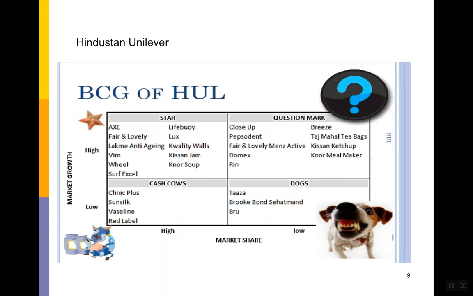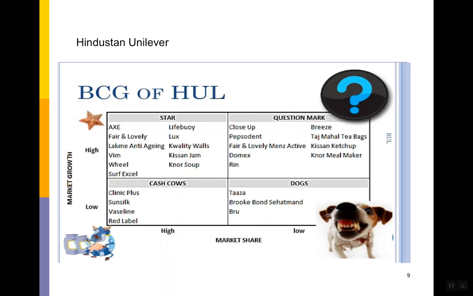Question mark: Close Up, Pepsodent, Fair and Lovely, Rin, Taj Mahal tea bags. Those are the question marks, which means high growth rate and low market share. These products are yet to develop their market share. Next one is the cash cow. That is the maturity stage. The products are Clinic Plus, Sunsilk, Vaseline, Red Label. These products are already established in the market. They have grabbed the market share, but the growth rate is very low.